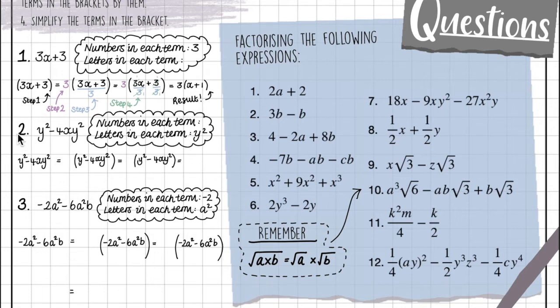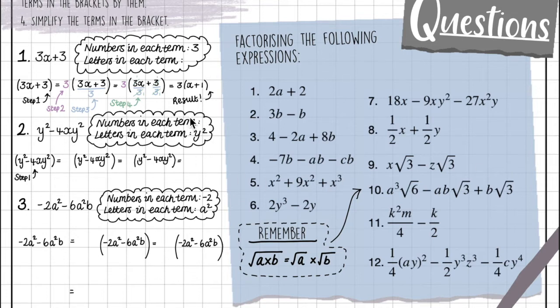Right, second example, we have y squared minus 4xy squared. Just like in example 1, the first step to factorising is to put brackets around the expression that you want to factorise. So let's do that. There we have step 1. The second step in factorising is to find the numbers and or letters that occur in every term in the expression.